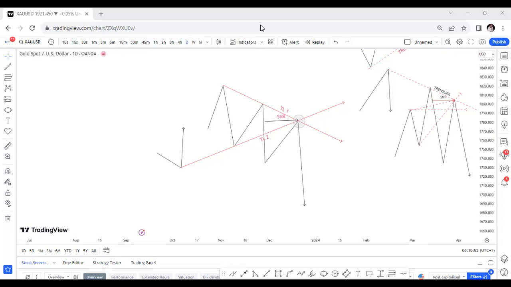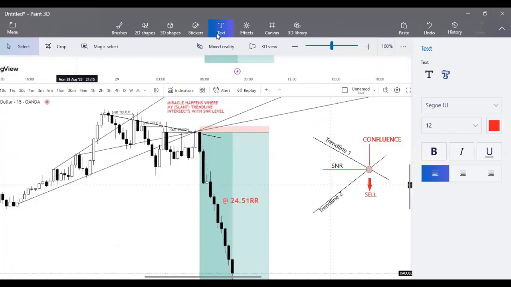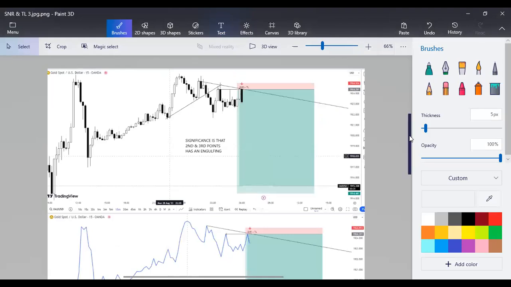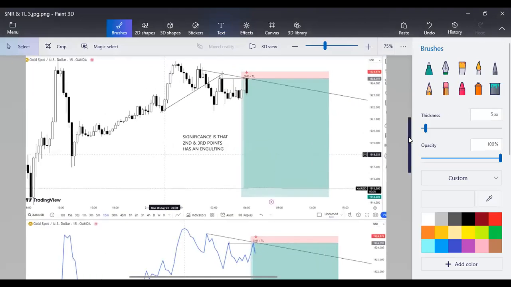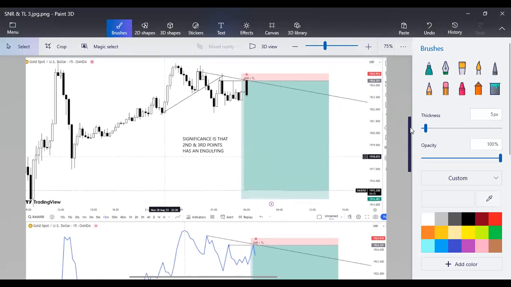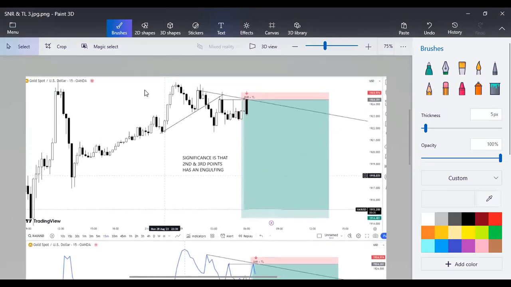Let me go and show you some powerful ones I've made here. Right now, you can see this point here. You have an X here. This is our first point. Then we have this third one, this point of entry.